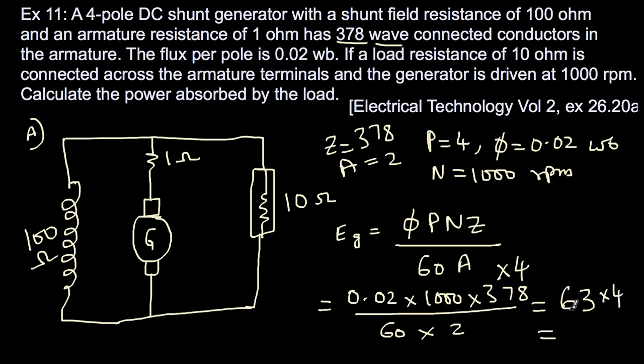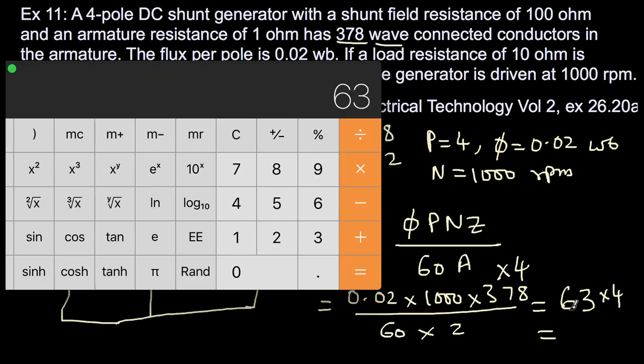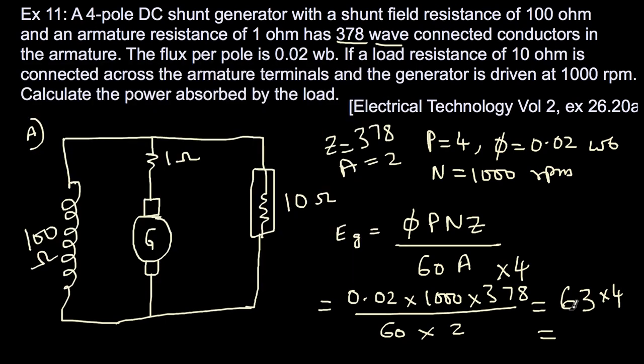Typically generators will have voltages like 200, 300, 400. So suddenly a 63 volts generator seems quite less, and that's the doubt I had. So 250 volts looks correct. So 252 volts is the EMF generated by this. Let me write it here, 252 volts. Brush drop is not mentioned, so there's no drop in the brushes.